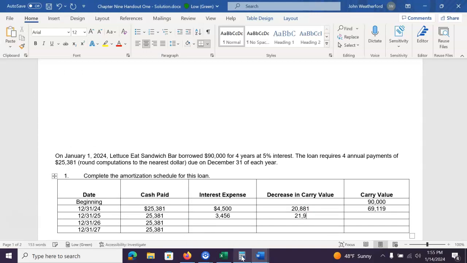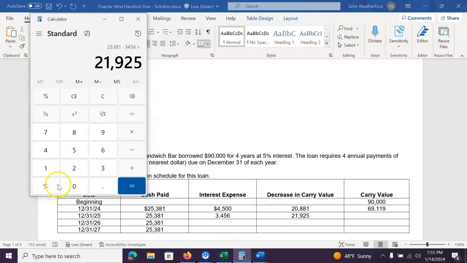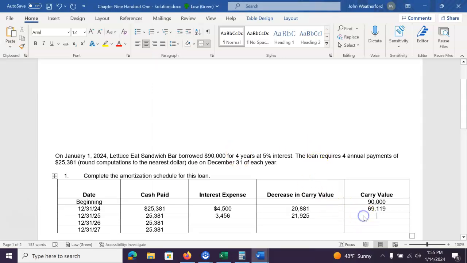$21,925. And then we'll subtract that from the 69,119. Gives us a new carrying amount of 47,194.